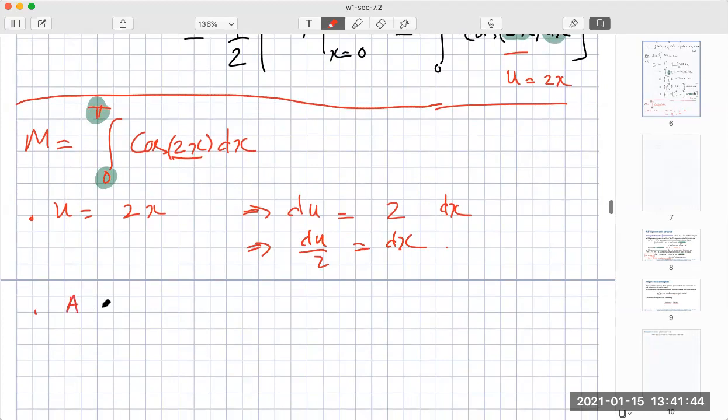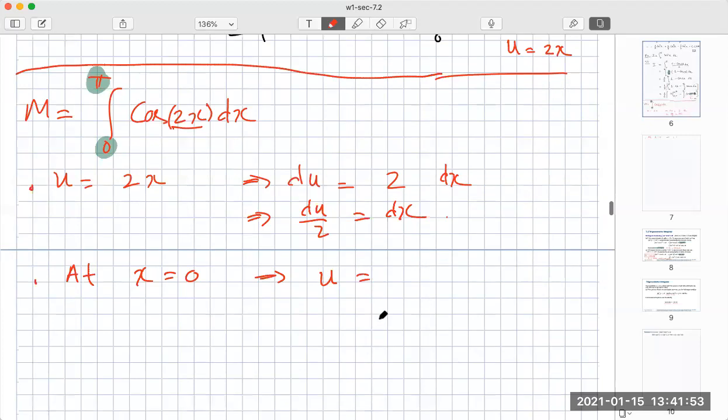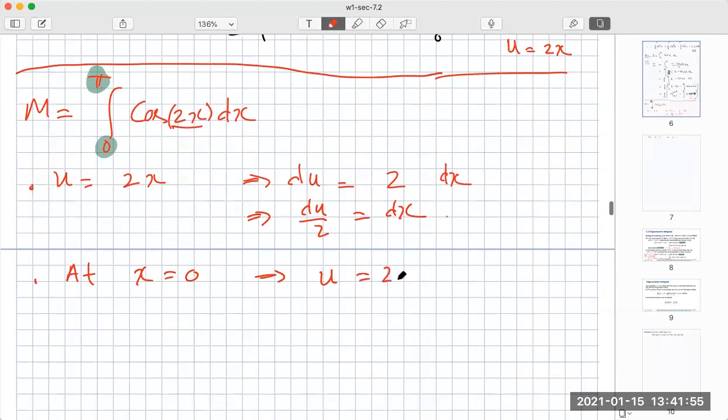Since we change the variable, at x equal to 0, we need to find the corresponding value of u. And what is it? Yeah, we just replace the value of x here. How about at x equal to pi? Yes, 2 times pi. It will be 2 pi. Okay?